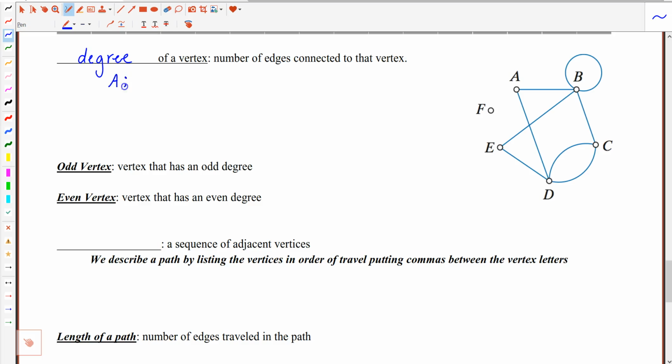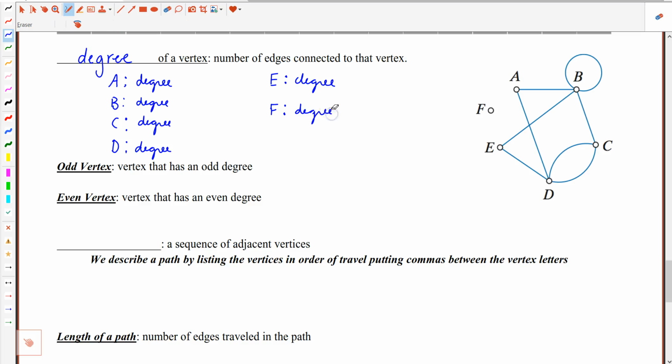So let's see here, vertices A, B, C, D, E, and F. Alright, so we're going to find the degree of each of these. So I'm just going to write that word in there so I remind myself of what I'm finding with relationship to each of these vertices.